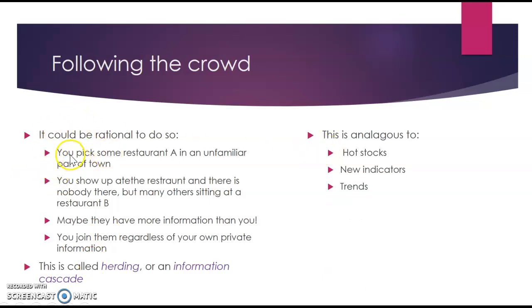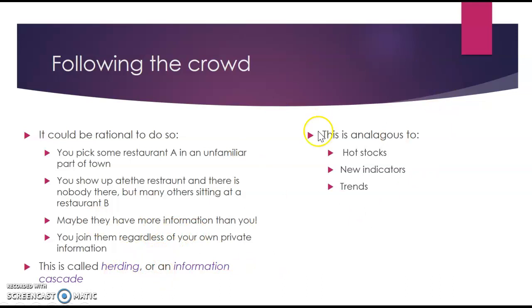Following the crowd, again, it could be a rational choice to do something. So let's say you're new to a town. You pick a restaurant A in an unfamiliar part of town. You show up at the restaurant and there's nobody there, but there's a lot of people sitting across the street at restaurant B. Maybe they have more information than you, so you go and follow them. You join them at that restaurant. This is called herding or an informational cascade.